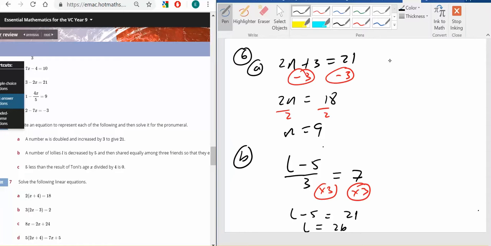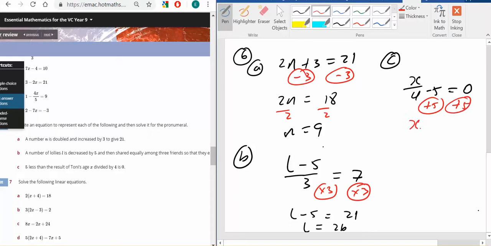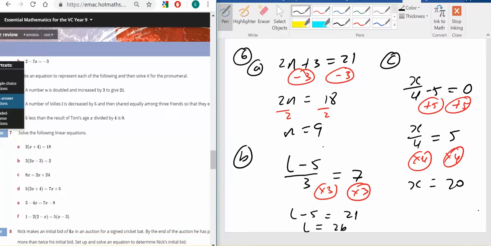Okay, so for 6c, 5 less than the result of Tony's age divided by 4. So Tony's age is x divided by 4. 5 less of it is 0. So I add 5 to both sides. So x on 4 equals 5. And I multiply both sides by 4. So I get x equals 20. Okay, so that's basically how you do question 6.